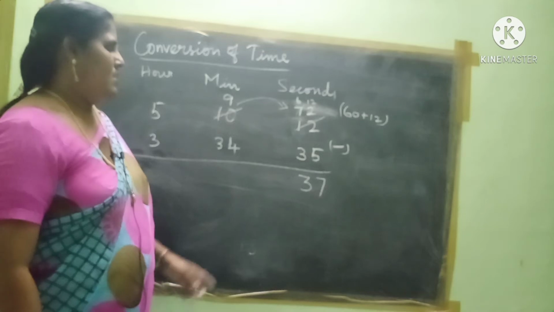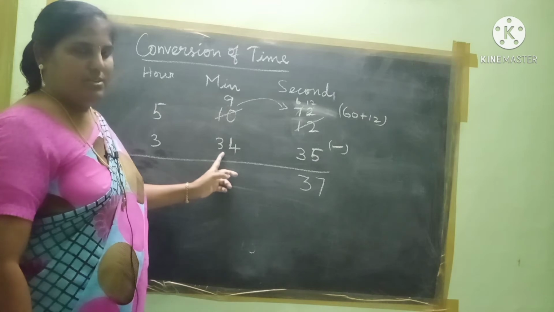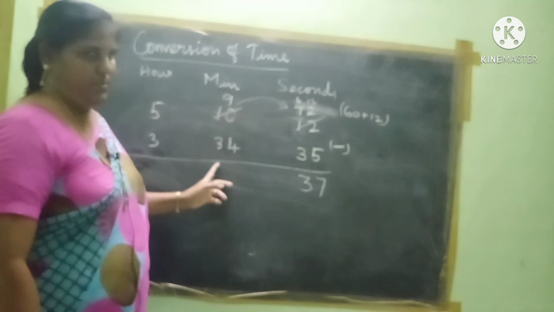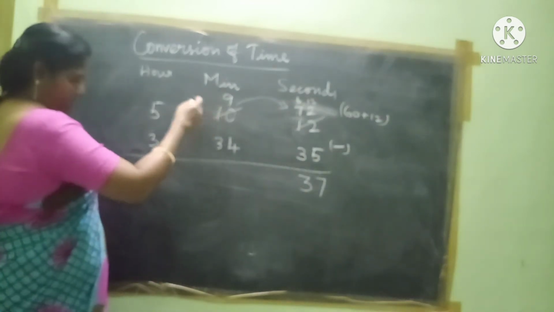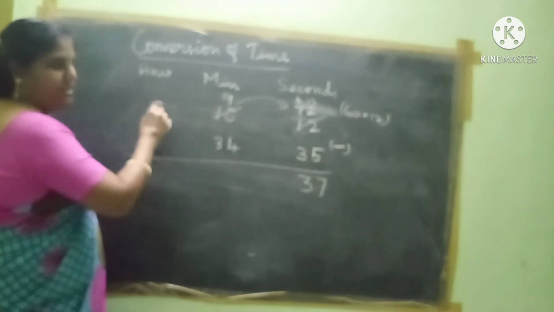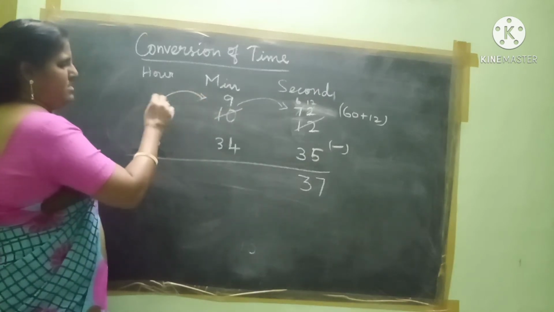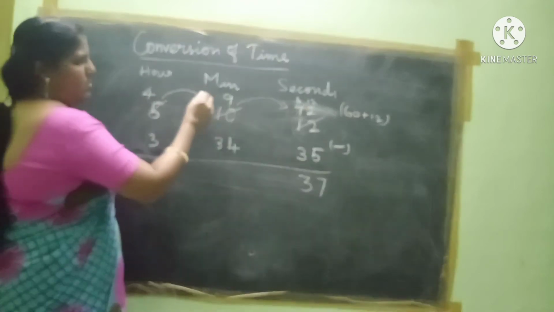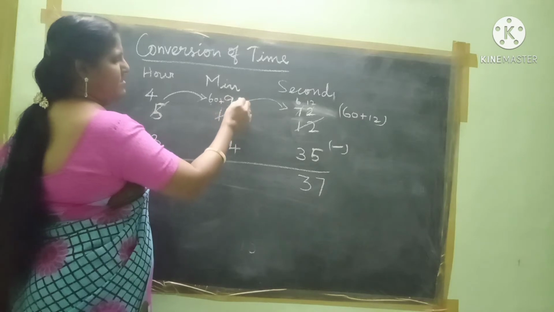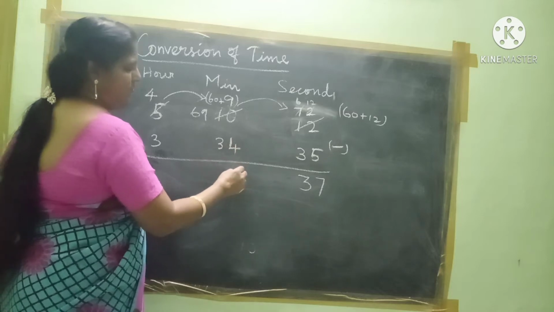Understand? So here what is the number? 9 minutes are there. Below they have given 34 minutes. We cannot subtract 34 from 9. So again we are going to borrow from hours. 1 hour makes 60 minutes. If you give 1 hour to the next, this becomes 4 hours. So 1 hour means 60 minutes. 60 plus 9, 69. It becomes 69. So 69 minus 34 is 35.